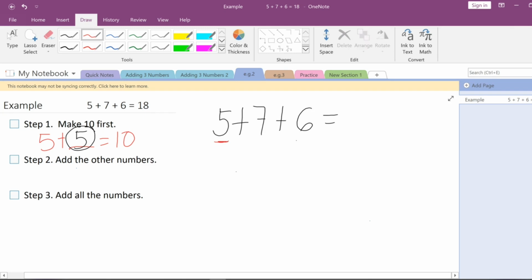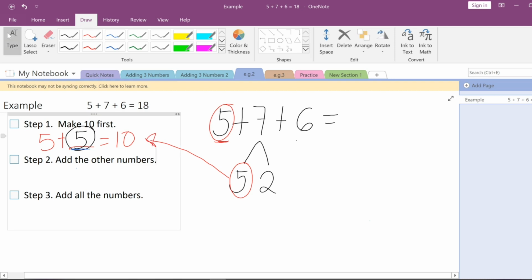So, to do that, we have to get the number bond of number 7. What's the number bond for 7? We have 5 and 2. Why 5 and 2? Because we need 5 more to make 10. So we have to make the number bond 5 and 2. So now we have 5 plus 5 is equal to 10.